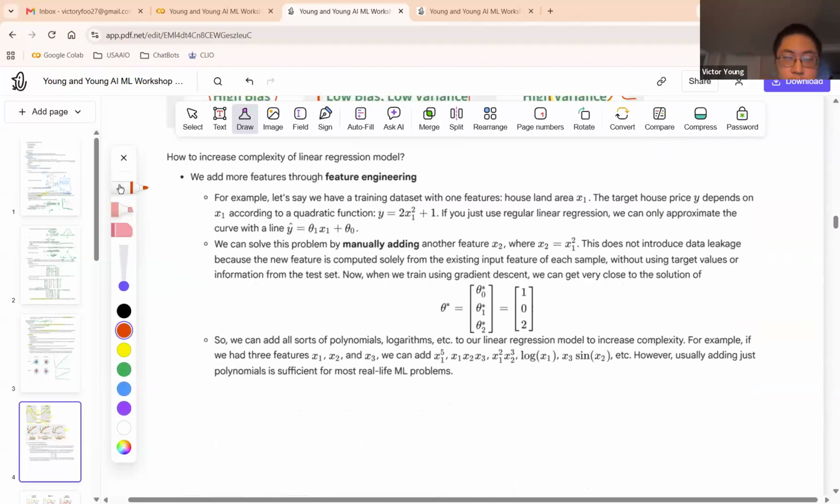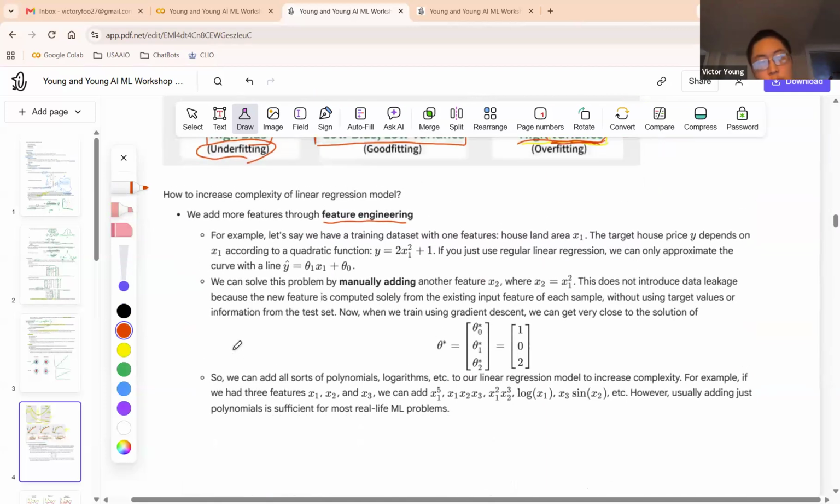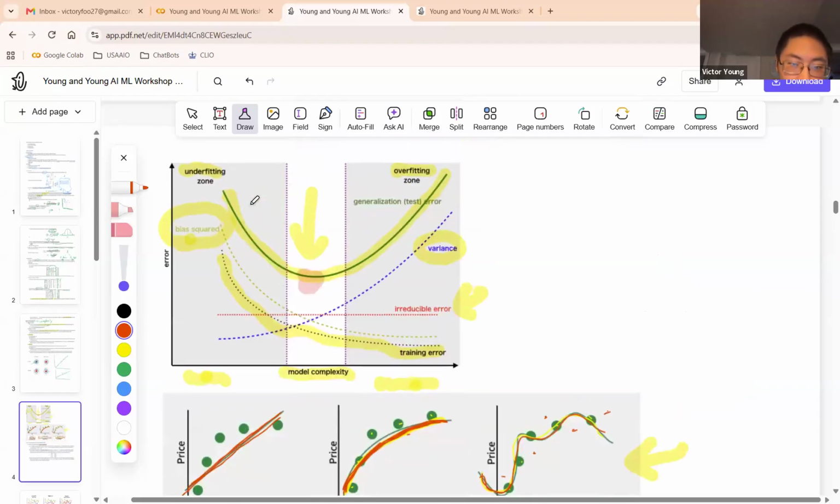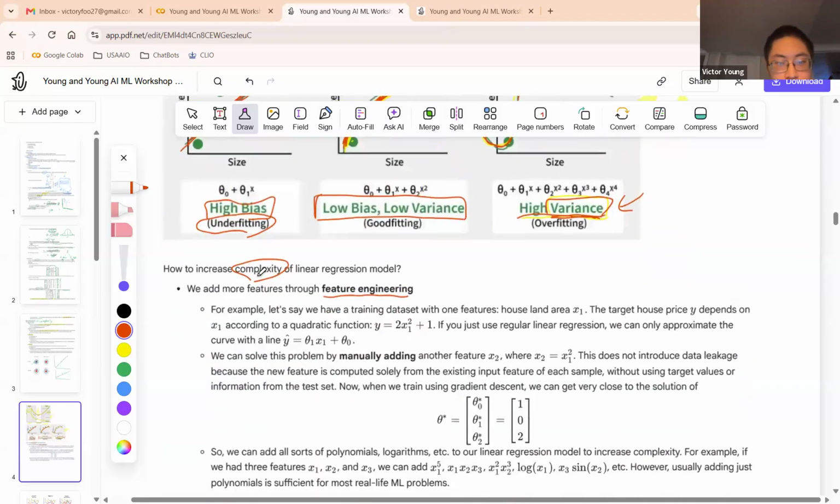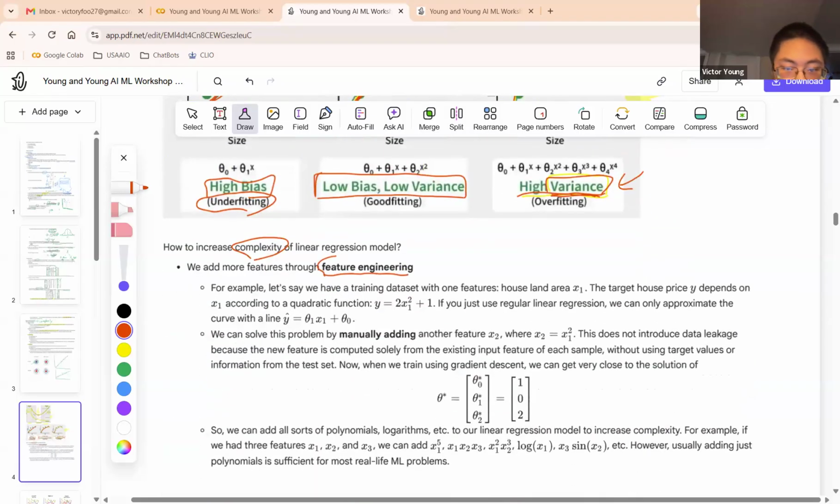Now let's talk about feature engineering. How do we increase the complexity of our linear regression model? Because right now, we know linear regression is very simple. But if we want to use it to model housing price, which is definitely not linear with land area or number of bathrooms, right? It will be nonlinear. So how do we make it more complex? How do we try to go over here a little bit? So we do it through feature engineering. And the most simple version of that is called polynomial engineering.